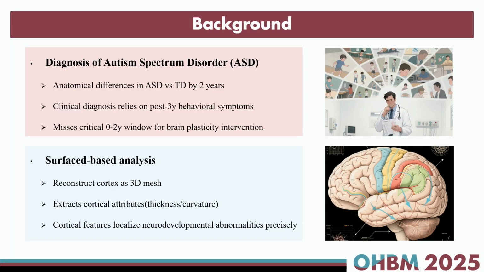ASD is a neurodevelopmental disorder. Brain imaging shows structural differences between ASD and typically developing infants within the first 2 years of life. However, current diagnosis relies on behavioral science after age 3, missing a critical intervention window. To analyze early brain development, one option is to leverage neuroimaging to reconstruct the cortex as a detailed 3D mesh and to compute cortical attributes. Then we can carry out surface-based analysis, which can localize neurodevelopmental morphological abnormalities precisely.